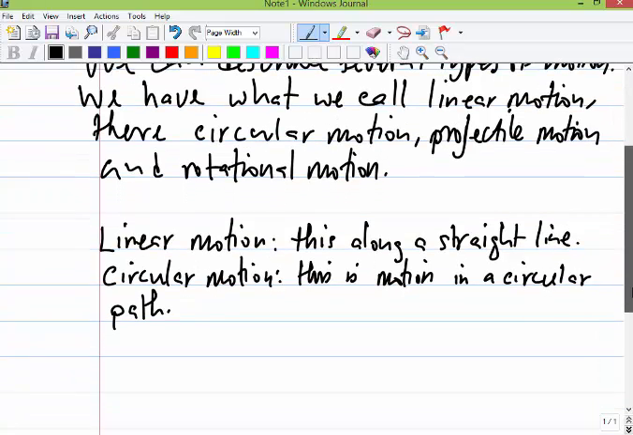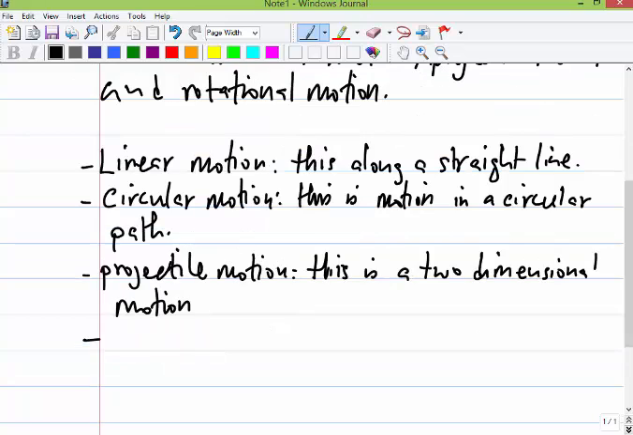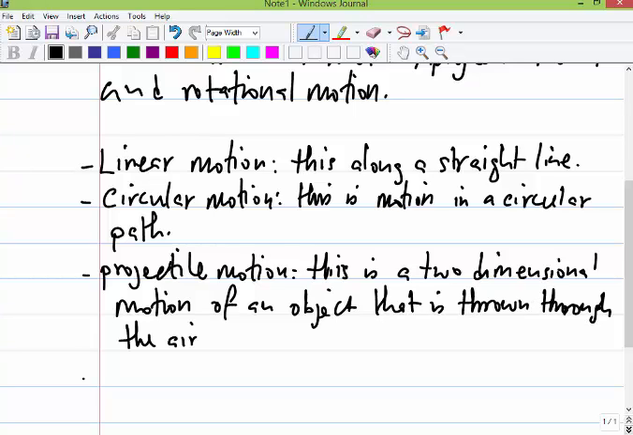There is also projectile motion. This is a two-dimensional motion. We will talk a little more about projectile motion as we go along. So this is a two-dimensional motion of an object that is thrown through the air. Then we have rotational motion. This refers to the rotation of a solid object about a fixed axis.